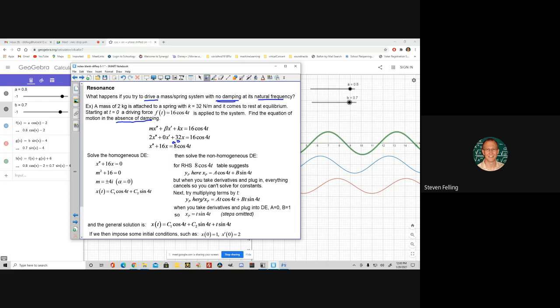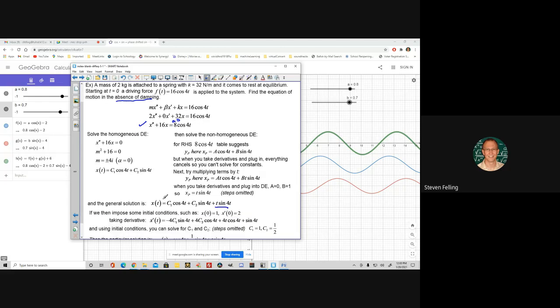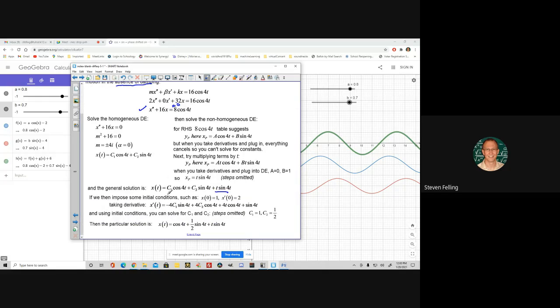When you take the first and second derivatives, plug them into the differential equation and solve for a and b, I'm omitting the steps here, it turns out that a is 0 and b is 1. So the particular solution turns out to be t times sine of 4t. If I add that in with the homogeneous solution, then I get this as the general solution.